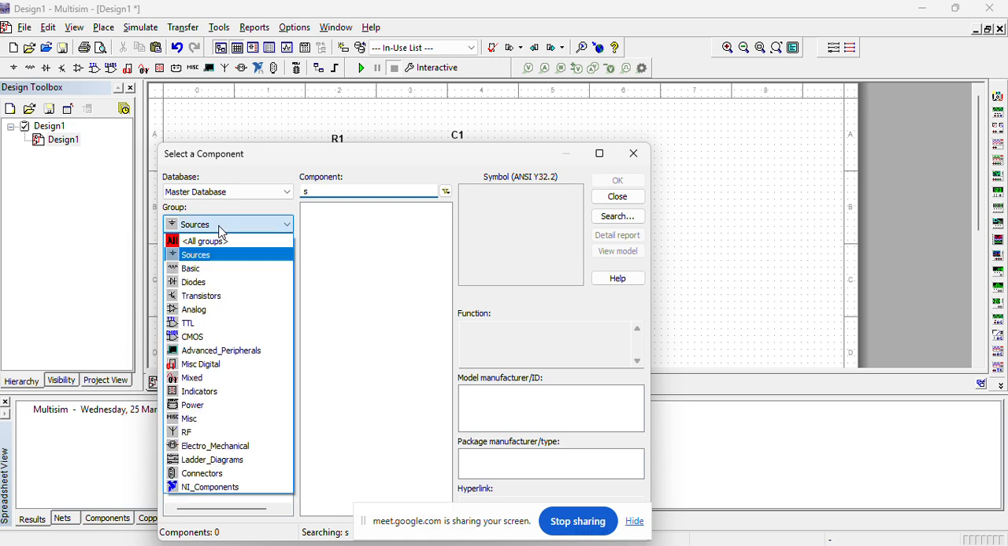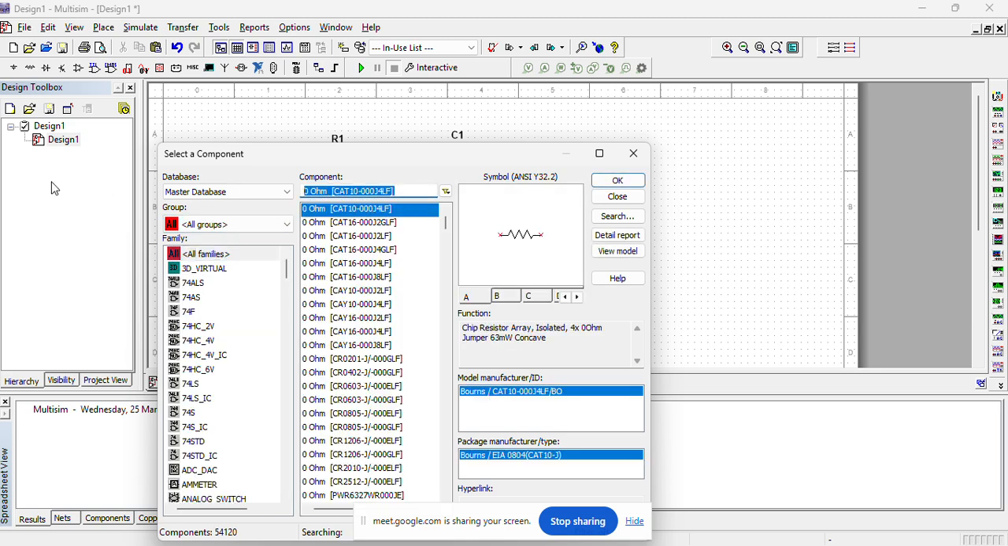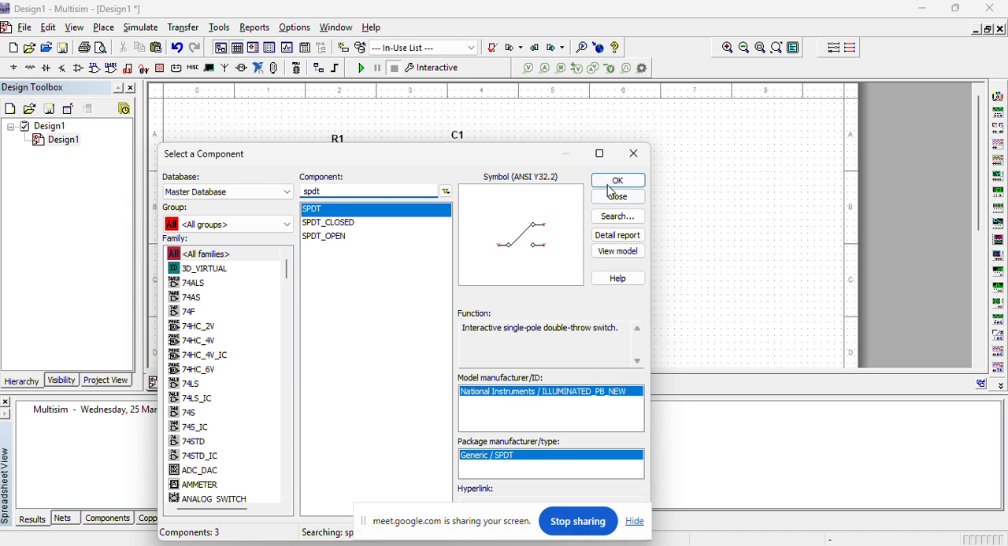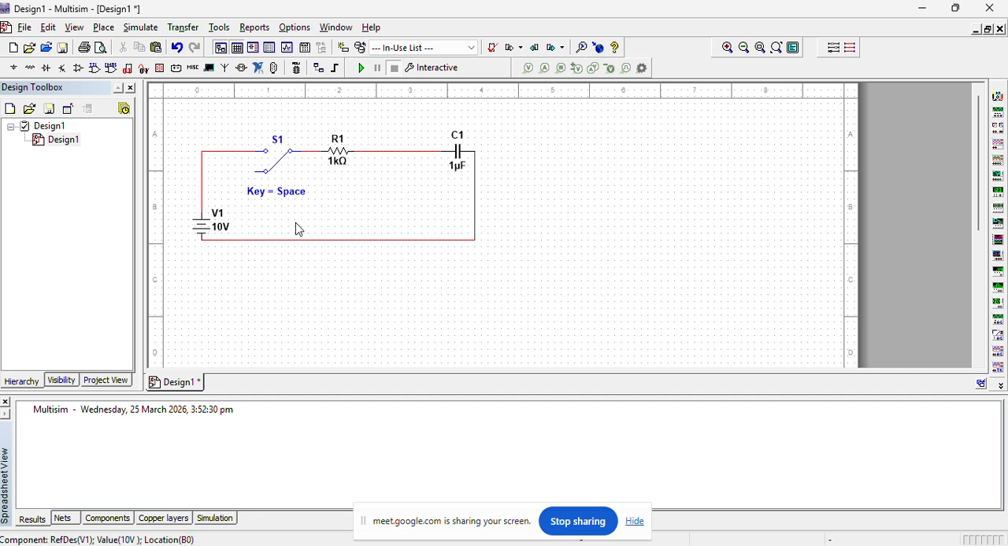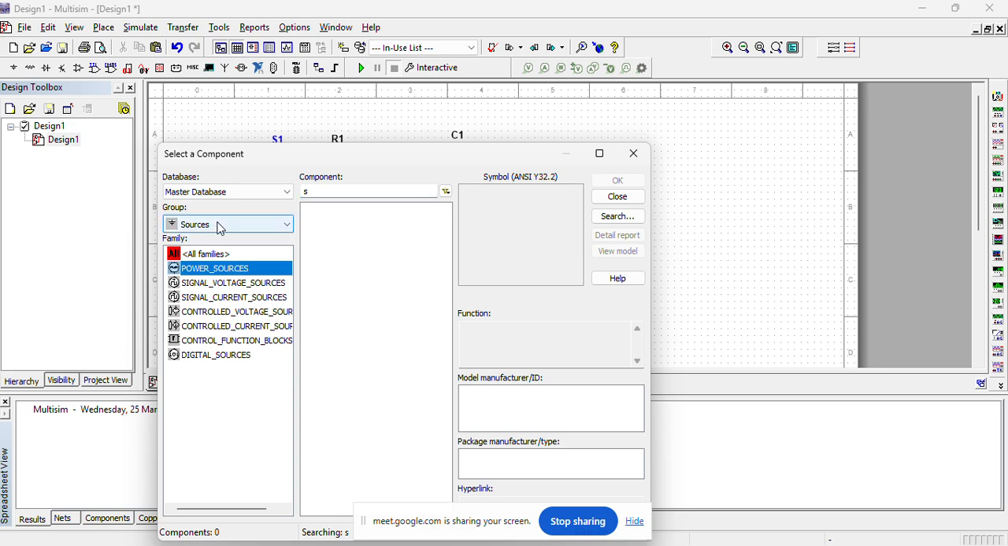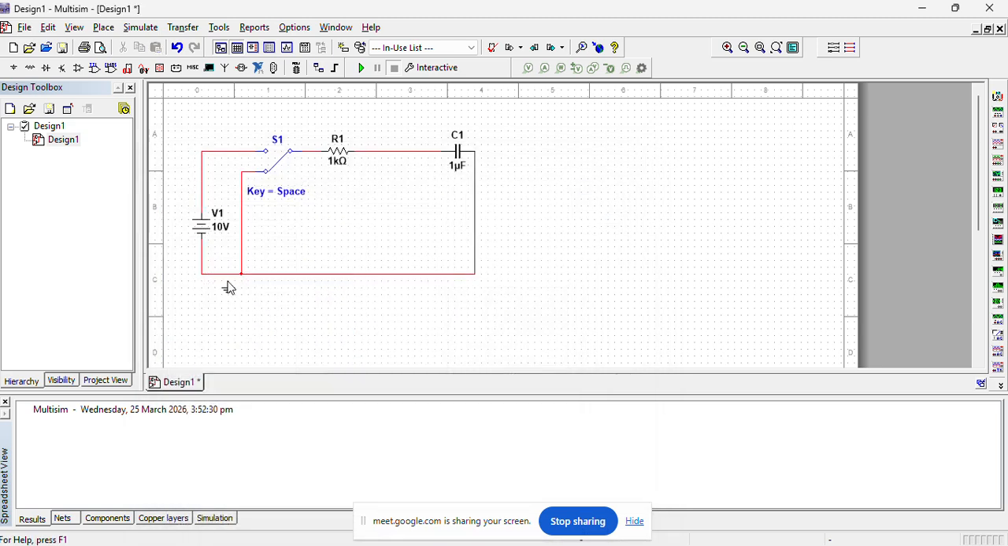SPDT switch. If we don't know where the component is, select all groups, all families, SPDT, and here we got the switch. This is the common point of the switch, which should be connected towards the circuit. So rotate it two times, and this is connected with the resistor, upper side with the supply, and the lower side with the negative, and connect the ground again on the negative side. So the circuit is completed with this.